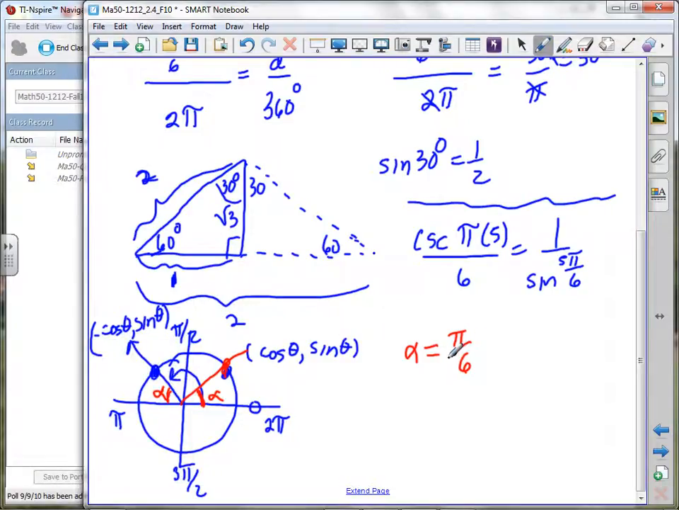So what do we have? Do we know what that is? Should be about the same thing we had before, isn't it? Didn't we have pi divided by 6 up there? Okay, so this is the same thing. It's equal to 2.